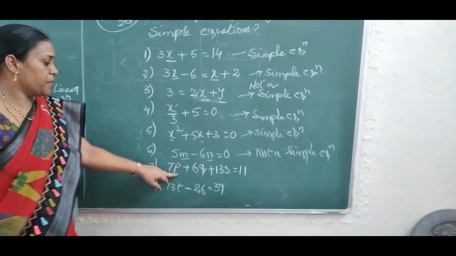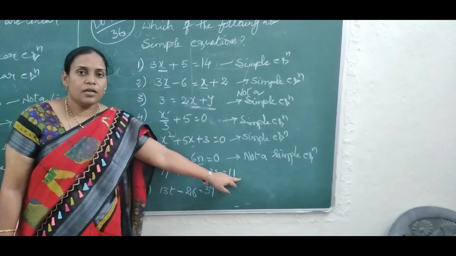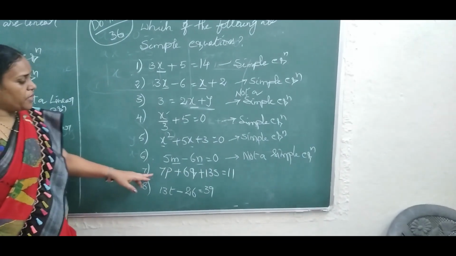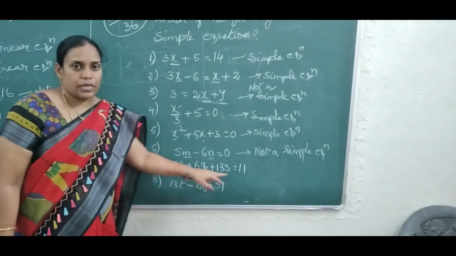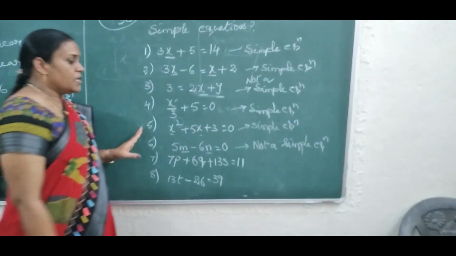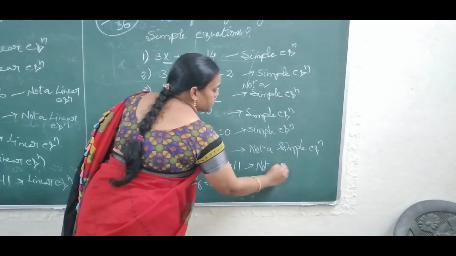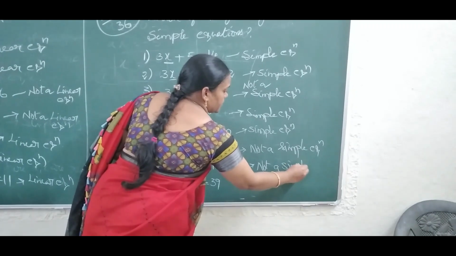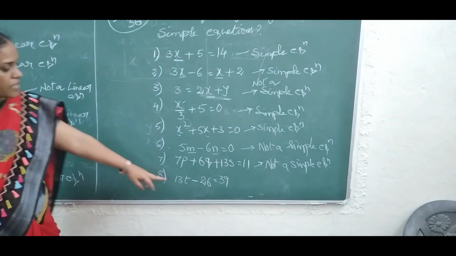Next, 7p plus 6q plus 13s is equal to 11. Here, how many variables are there? Three variables. P, q, s. So, it is not a simple equation.